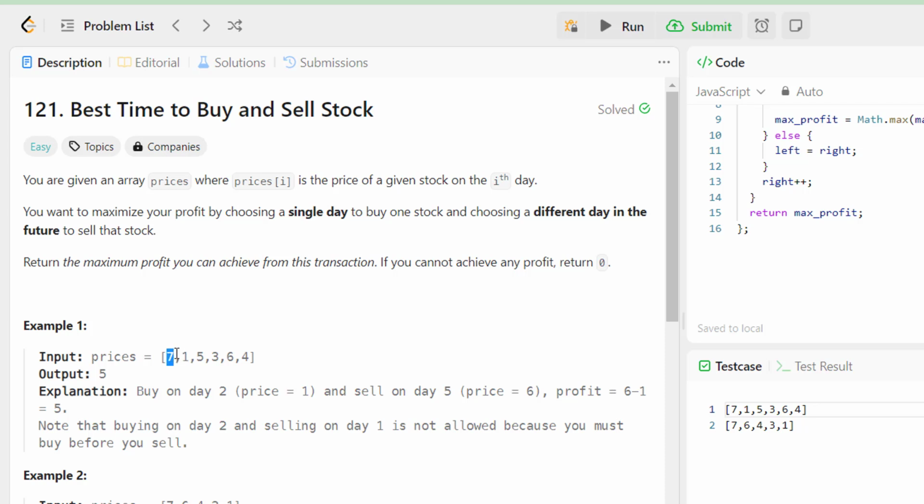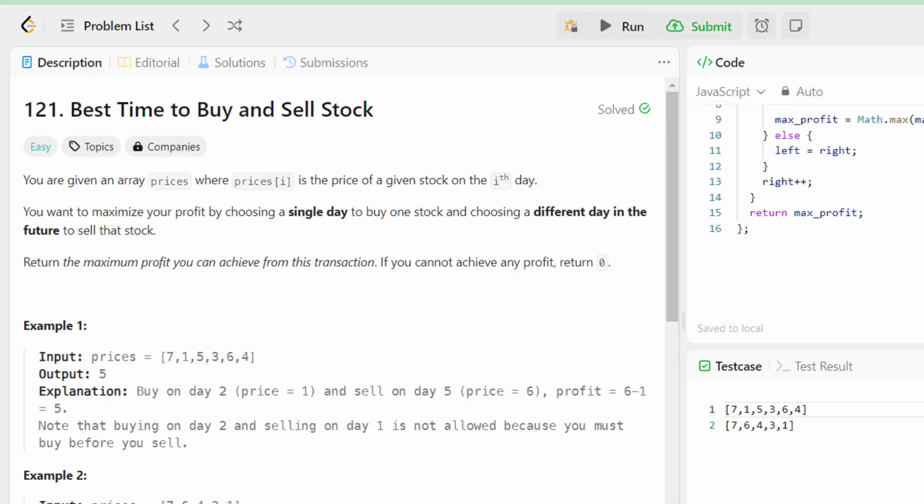You need to have a basic understanding of stock sales. If you buy a stock at $7, and on the next day you sell it at $1, definitely you'll be a loser of $6 because the price is low. If you buy it at $1 and sell it the next day at $5, you will be a gainer of $4. So in this way, you have to find out which is the maximum profit.